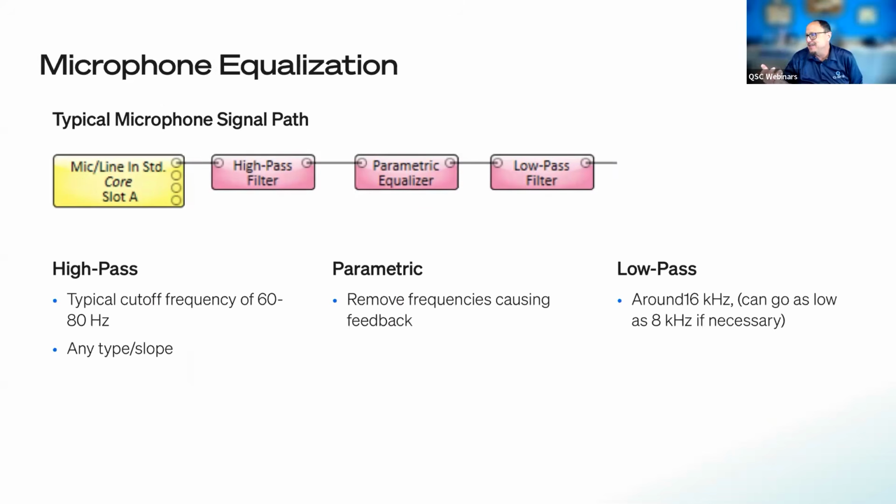Let's go back. Low pass is a similar thing. You can set this around 16K. The human voice range is well below that level, unless you're really a super soprano singing high. So typically a low pass filter, you want to set that around 16 kilohertz. You could go to 8K if you need to. You're just going to be narrowing that band.